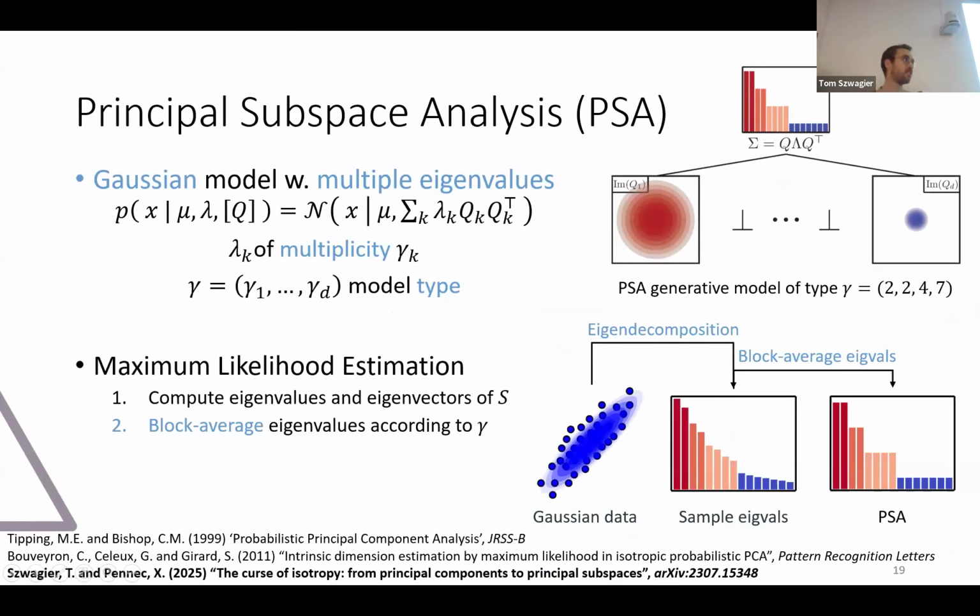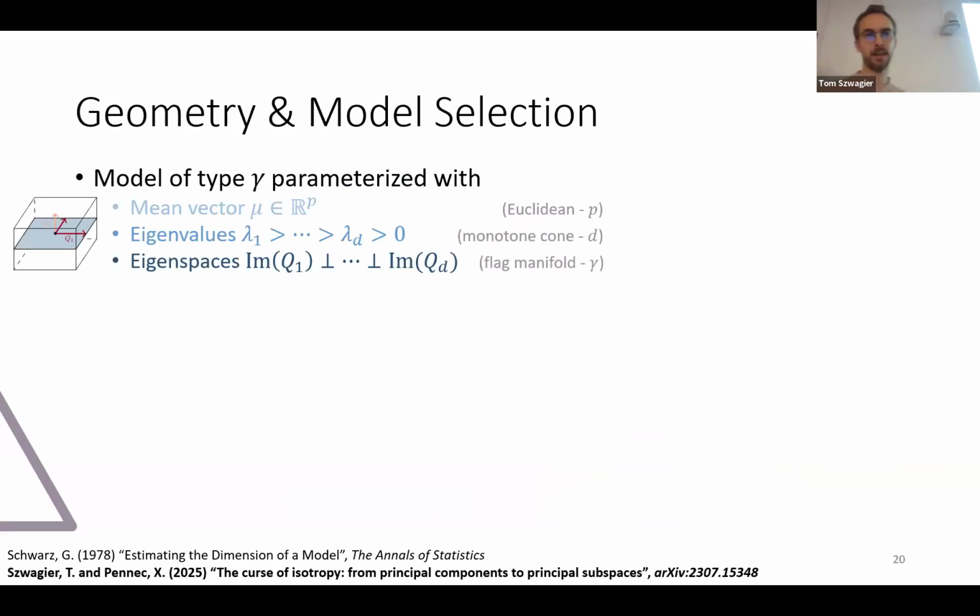Okay, how to estimate the parameters when you have given data? You can do maximum likelihood estimation, and it tells us simply to compute the eigenvalues and eigenvectors of your sample covariance matrix, and then to block average the eigenvalues according to the desired multiplicities, to the desired type gamma. And for those who might know it, our PSA is actually a generalization of the probabilistic PCA from Tipping and Bishop. I could tell much more in the questions if you're interested.